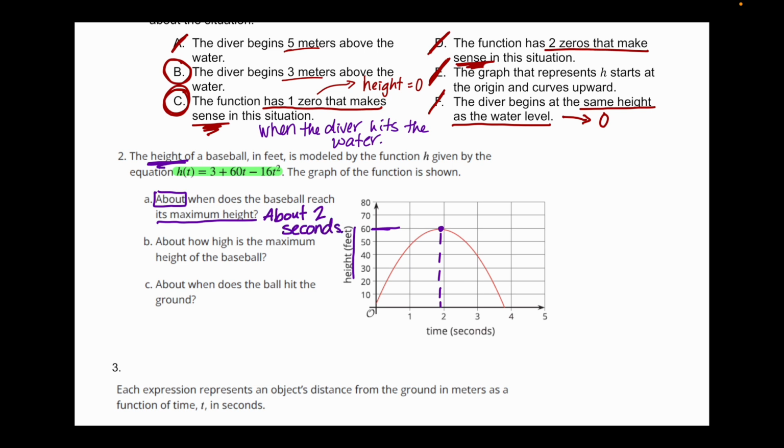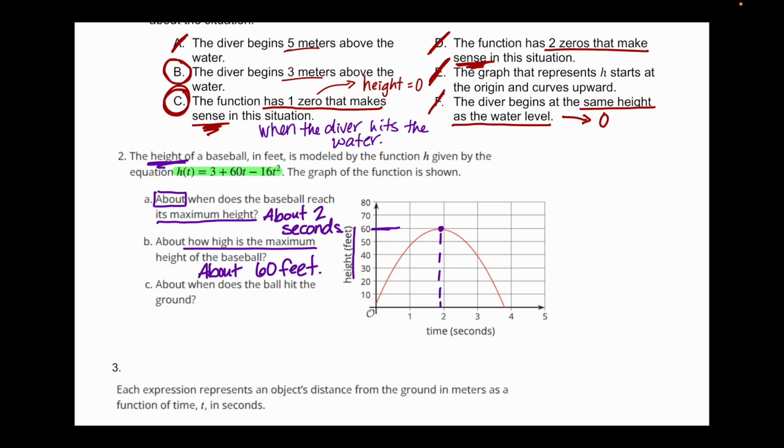Now it says about how high is the maximum. That is what I marked on my vertical axis here. That's this 60, because that is how high. So we can say about, and that's in feet, so 60 feet.